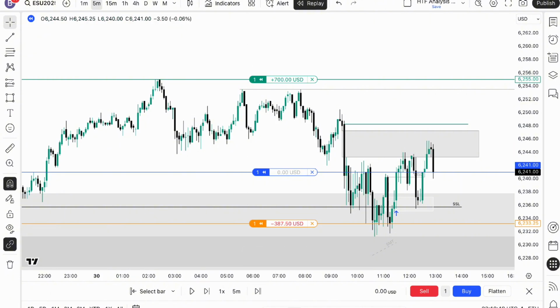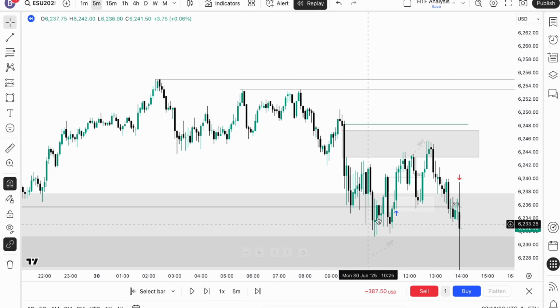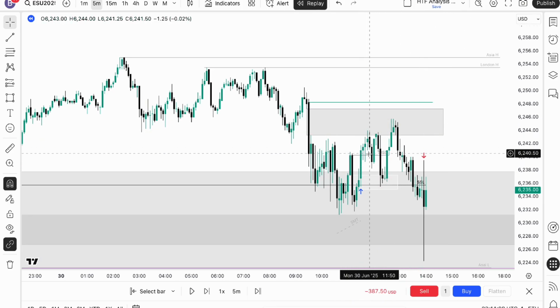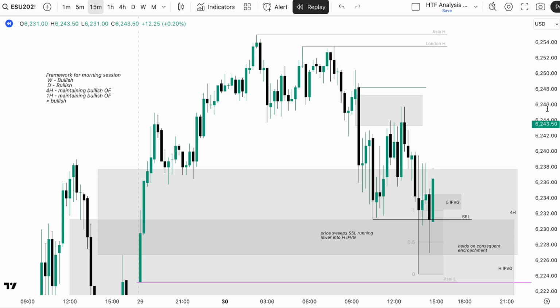And then what we actually see here is price creates a bearish SMT with NQ, and it sends us lower. So that was the first trade of the day. You can see down below that we have minus about $400 off of that transaction. That was the framework for the first trade.